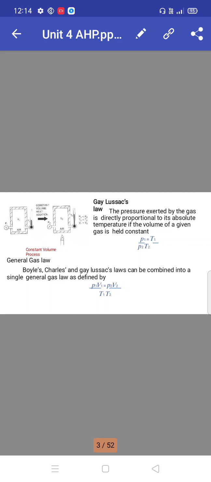Next, Gay-Lussac's law. The pressure exerted by the gas is directly proportional to absolute temperature if the volume of the gas is held constant. So a constant volume process takes place here. Then the general gas law: Boyle's law, Charles' law and Gay-Lussac's law can be combined into a single general gas law, defined by P1 V1 by T1 is equal to P2 V2 divided by T2.